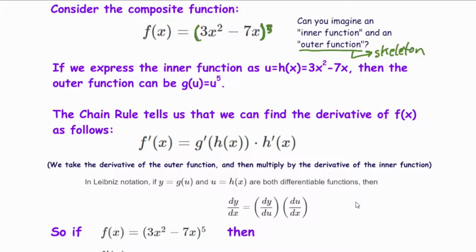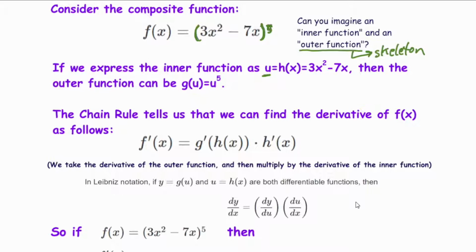If we express the inner function as u equals h of x equals 3x squared minus 7x, we're just using u to simplify and represent a more complicated function. So u is like a new variable, but really, we're not changing anything here.